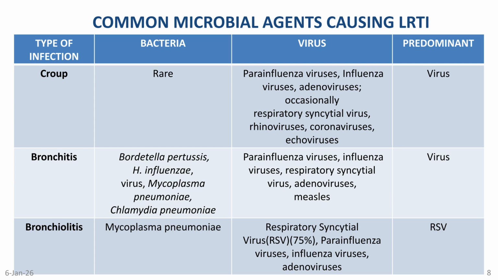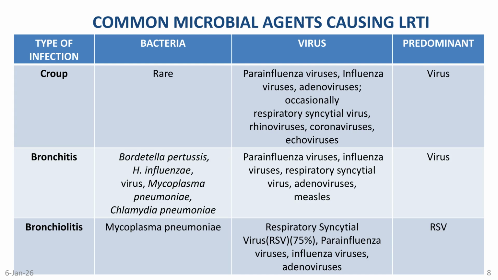This table summarizes causative organisms for 3 important lower respiratory infections. Croup primarily affects young children. Bacteria rarely cause croup. Viruses predominate, particularly parainfluenza viruses, influenza viruses, and adenoviruses. Bronchitis can have bacterial or viral causes. Bacterial agents include Bordetella pertussis causing whooping cough, Haemophilus influenzae, Mycoplasma pneumoniae, and Chlamydia pneumoniae. Viral causes include parainfluenza, influenza, RSV, adenoviruses, and measles. Overall, viruses predominate in bronchitis.